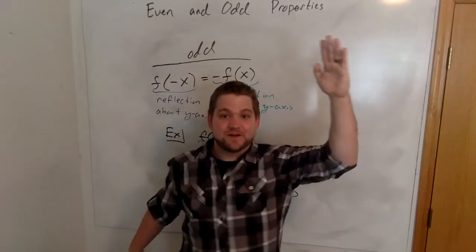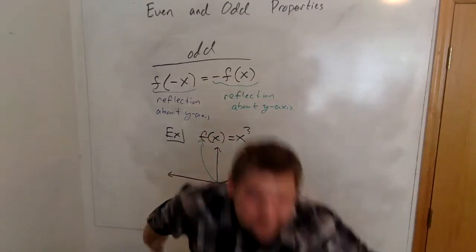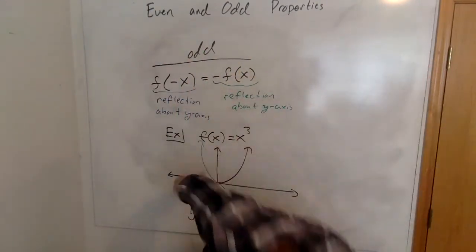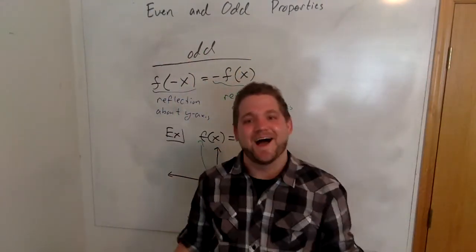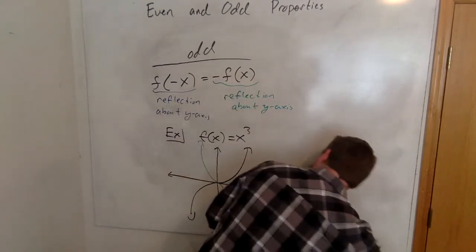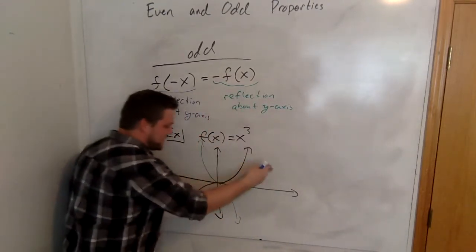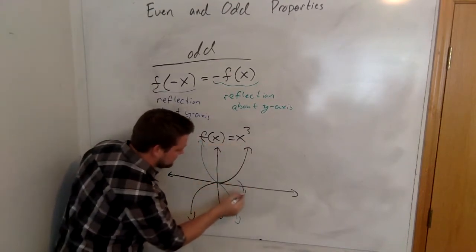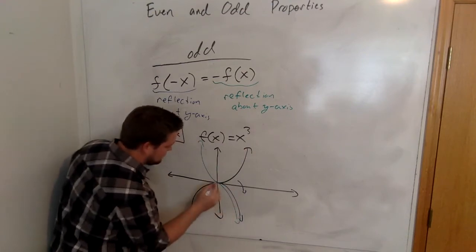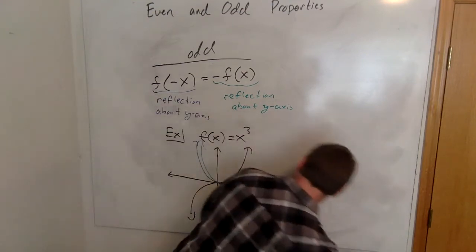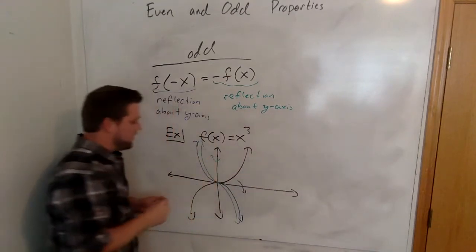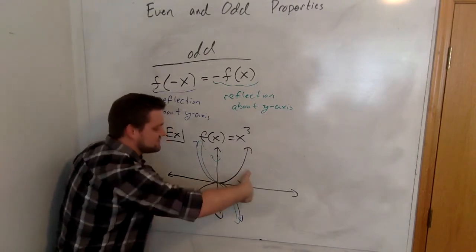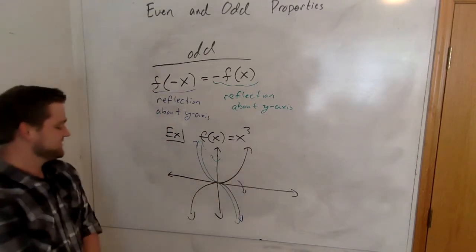Is that the same picture if I reflect it over the x-axis? I'm trying to show you. Is this the same picture? Is it the same as this picture? Yeah, I hope so. I hope you see this. If I take this piece and I reflect it this way and get this green picture, it'd be the same as me reflecting it this way. So I hope you see here that x cubed is an odd function. Reflecting it over the y-axis is the same as reflecting it over the x-axis.